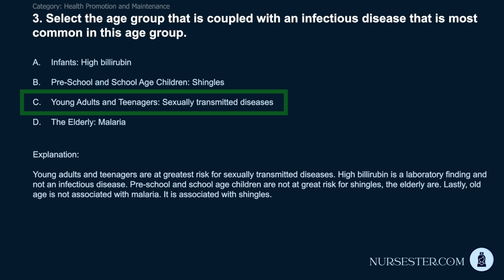Young adults and teenagers are at greatest risk for sexually transmitted diseases. High bilirubin is a laboratory finding and not an infectious disease. Preschool and school-age children are not at great risk for shingles, the elderly are. Lastly, old age is not associated with malaria. It is associated with shingles.